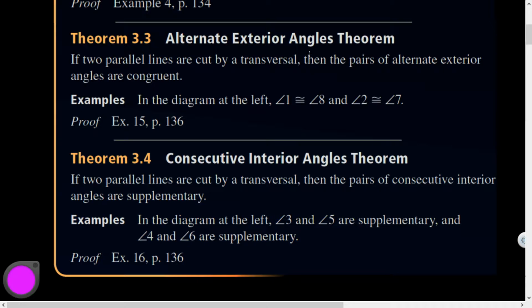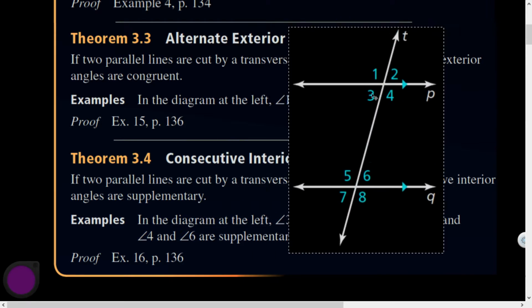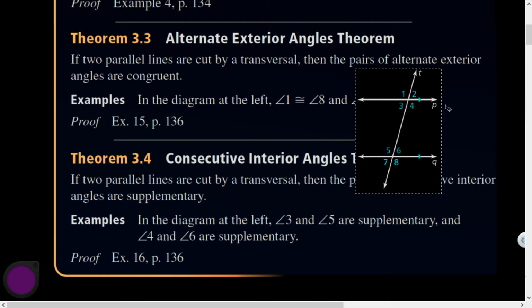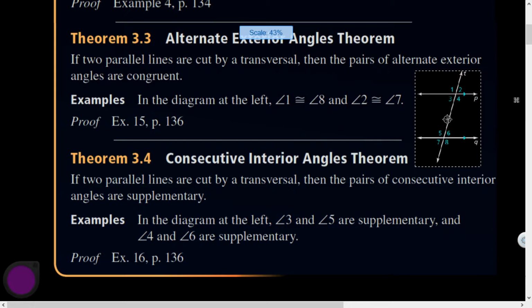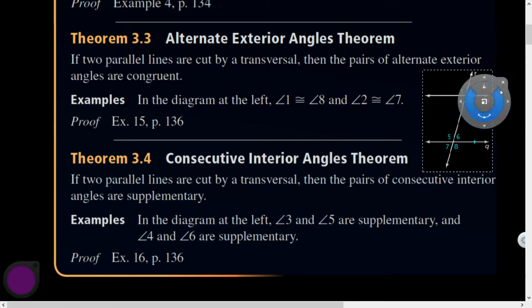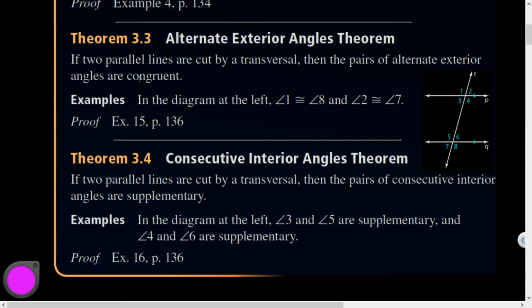Alternate exterior angles theorem. Let's get another little graph in here. Look, I can make it so tiny. So alternate exterior angles are also going to be congruent. That would be like angle 1 and 8 and angle 2 and 7.